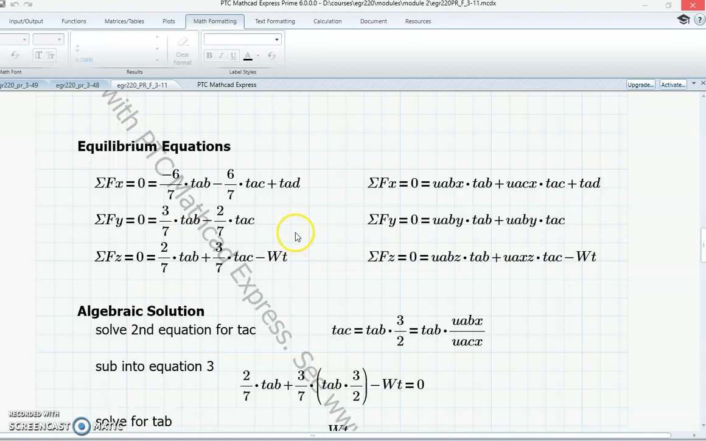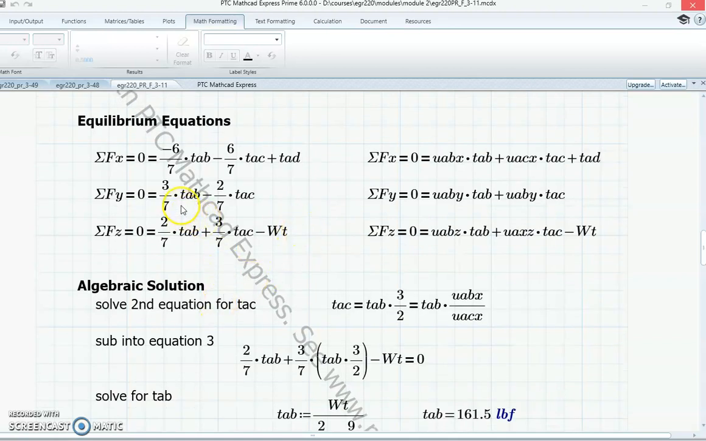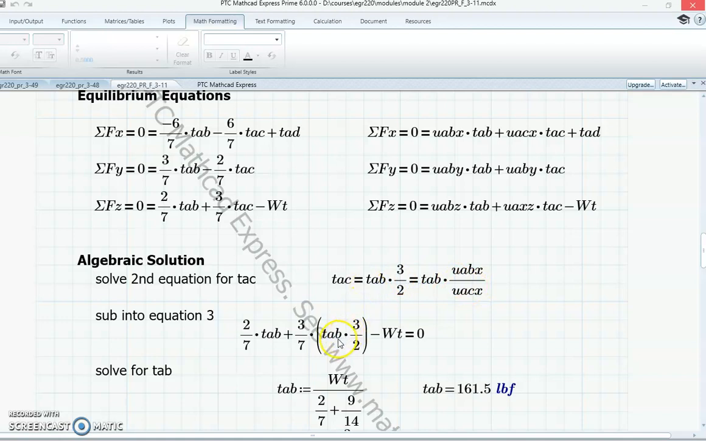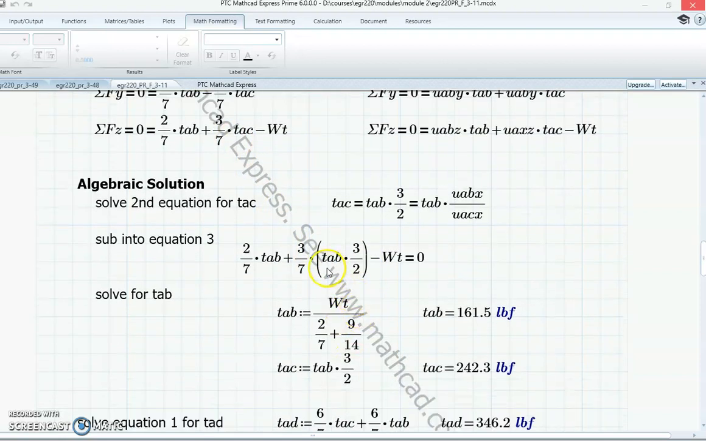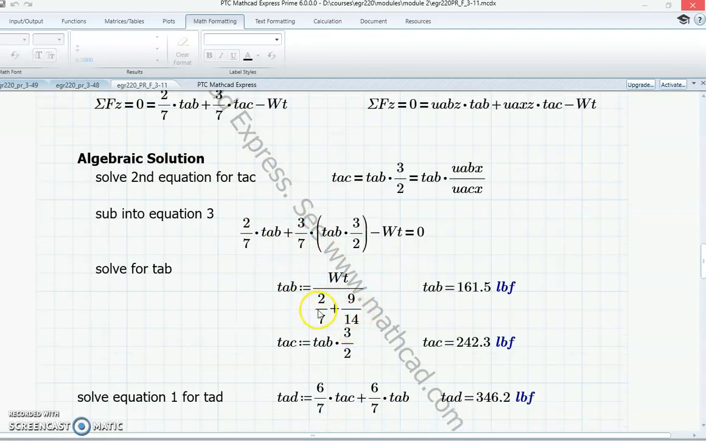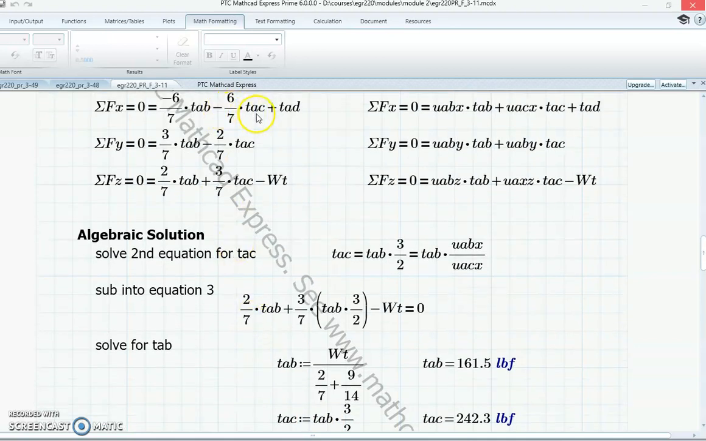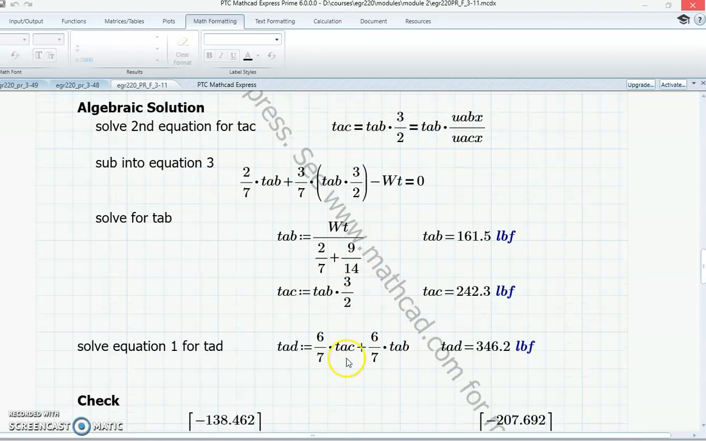But here, then I'm going to solve the second equation for TAC. I'll end up dividing 3 sevenths over 2 sevenths. The sevenths cancel. And I'll substitute that into the third equation for TAC. And then I can factor out a TAB, and I've got 2 sevenths plus 9 14ths. Divide. You could do that as a single fraction. And I get TAB. And then I go back and use my formula for TAC. And then I go to equation 1. Now I know TAB and TAC, and I can find TAD. Solved it for that. And there's my numbers.